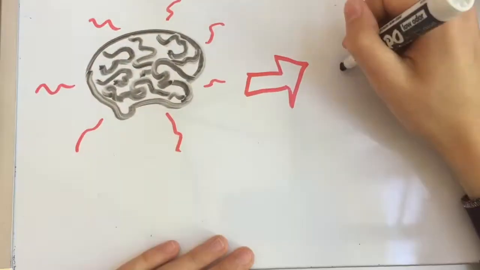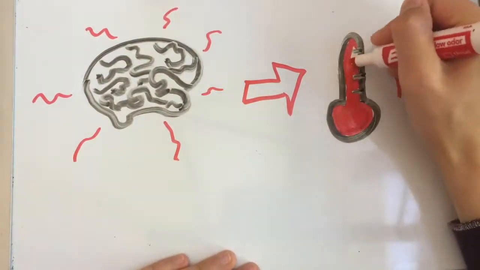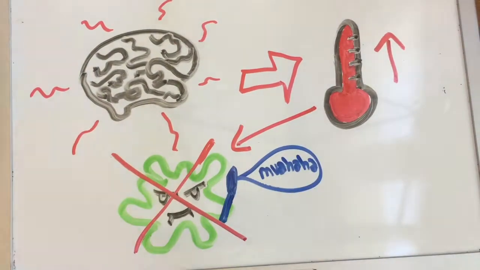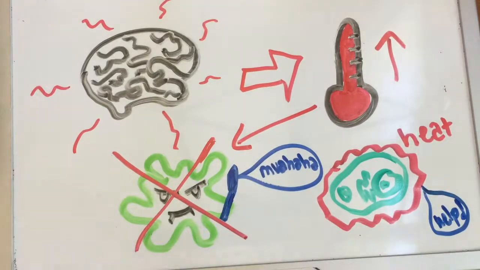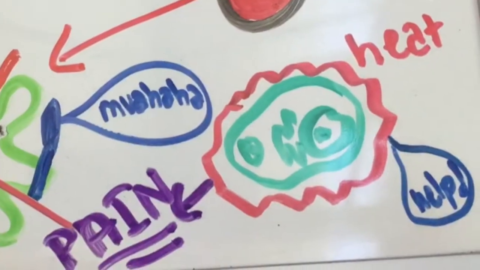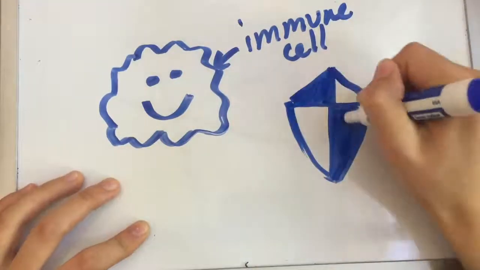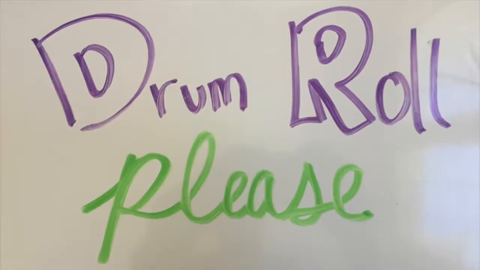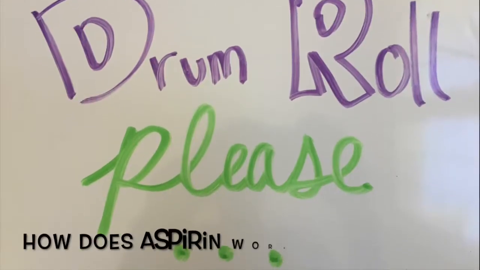Prostaglandins send signals to the hypothalamus in the brain to increase the body temperature in order to prevent pathogens from surviving in the body. The higher temperature also damages the body's own cells, which is what causes pain. Prostaglandins also stimulate immune cells to cause inflammation. So now we are finally back to our original question.